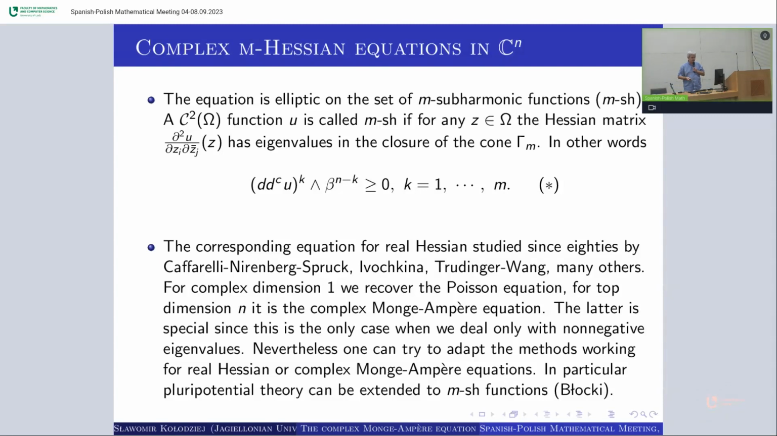Now, if we pass back to the complex case, note that for k equal 1, we just have the Poisson equation. And as I said, for m equal n, we get the Monge-Ampère equation, which was studied much earlier. The Monge-Ampère equation is kind of special here because then all eigenvalues are positive, which is not the case for lower m's. And then working, for instance, with a priori estimates, it's much easier for the Monge-Ampère equation than the general case.